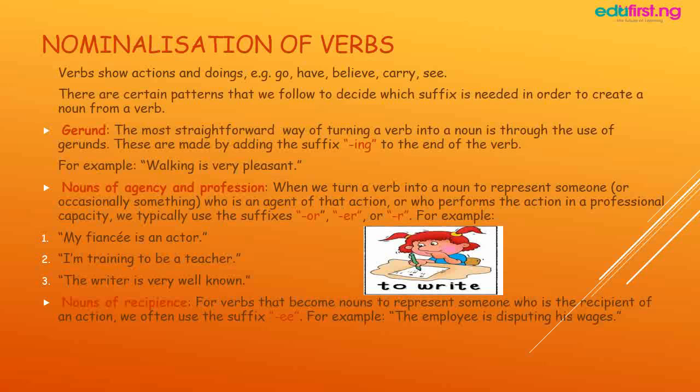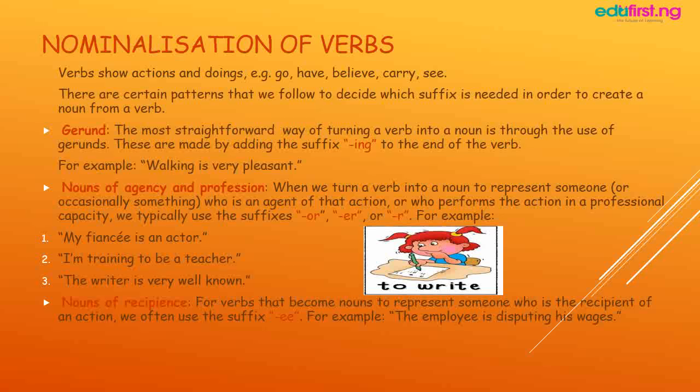Now to the nominalization of verbs. Verbs show actions and doings. Examples: go, have, believe, carry, see. There are certain patterns that we follow to decide which suffix is needed in order to create a noun from a verb. First, we look at gerunds. The most straightforward way of turning a verb into a noun is through the use of gerunds. These are made by adding the suffix -ing to the end of the verb. For example, walking is very pleasant. The verb to walk has been transformed into a noun, walking.